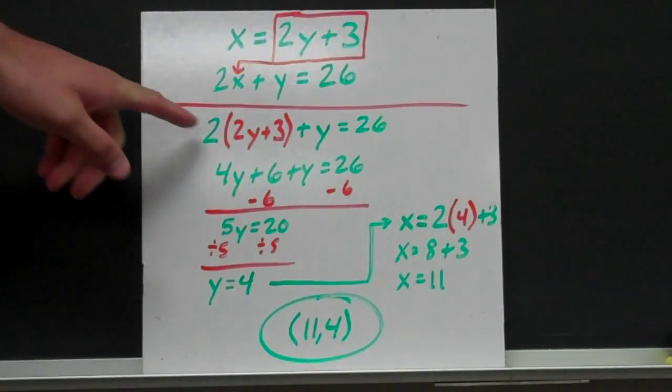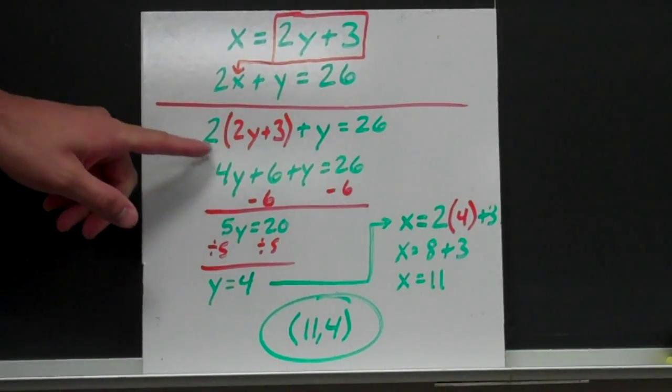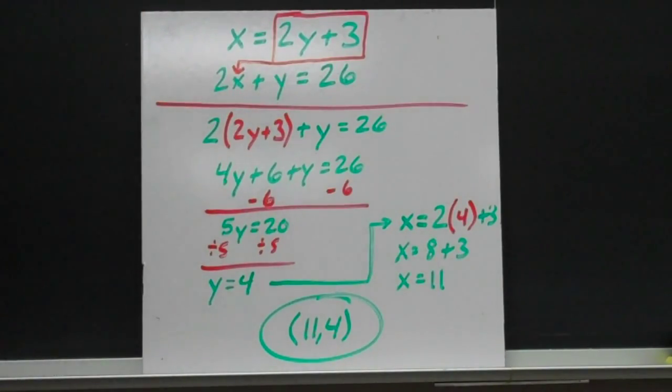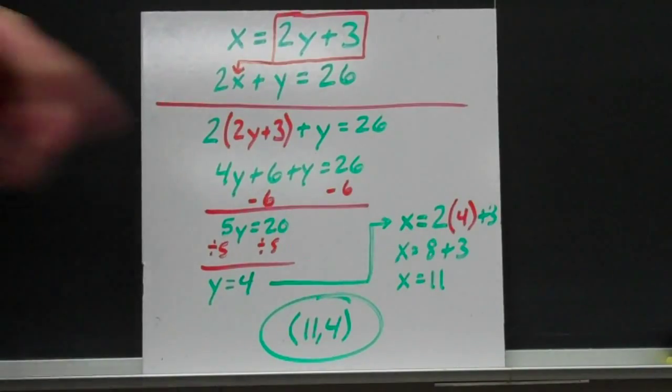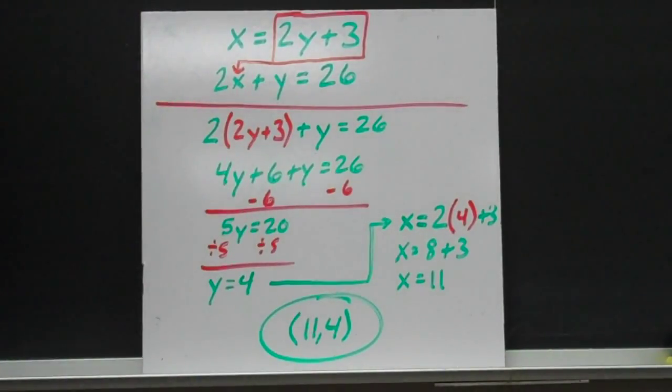Then we distribute the 2. 2 times 2y is 4y, 2 times 3 is 6. Plus y equals 26. Subtract 6 from both sides and combine our y terms, and we have 5y equals 20. Divide both sides by 5 and y equals 4.